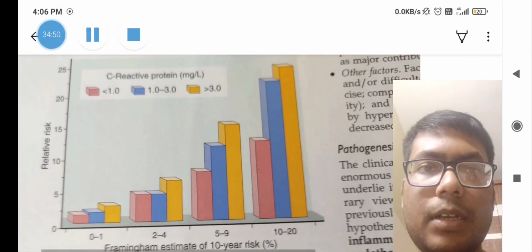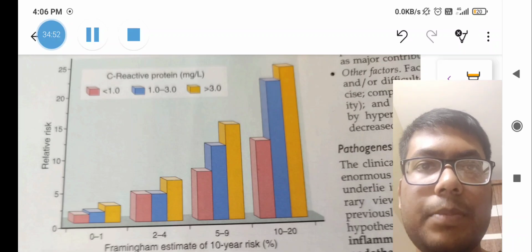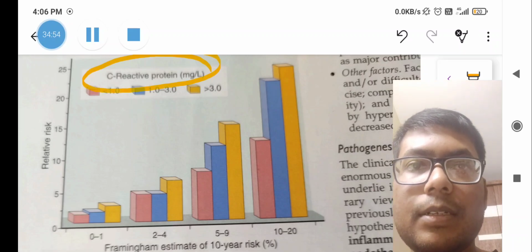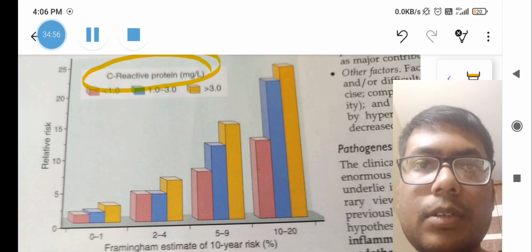This is the Framingham Heart Study. There is a C-reactive protein component.